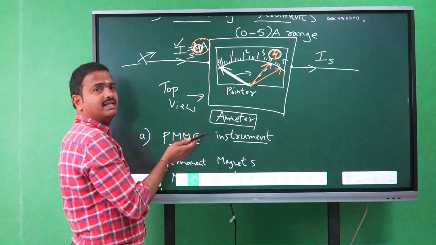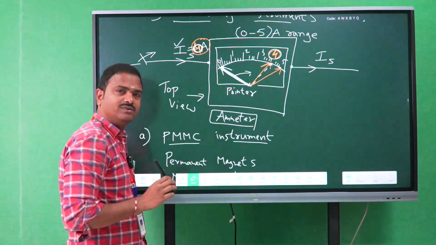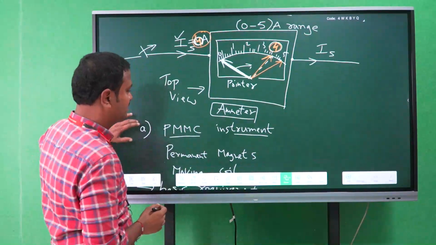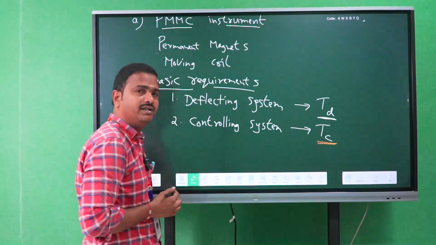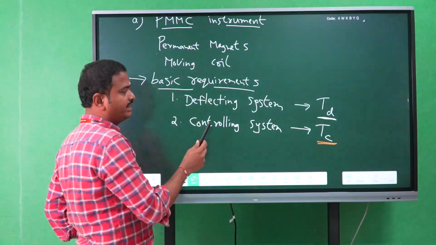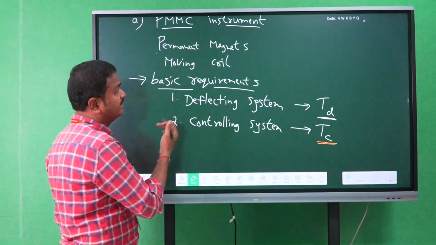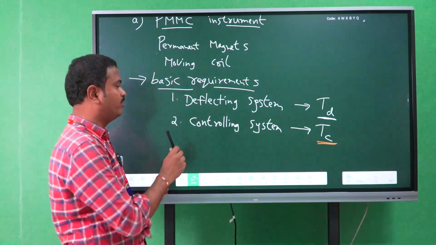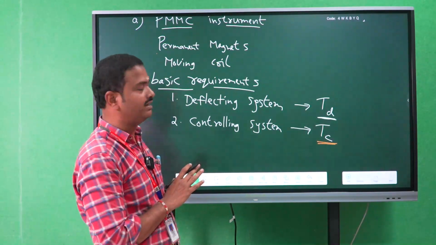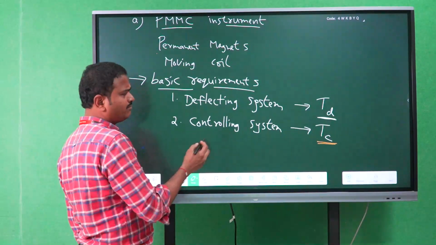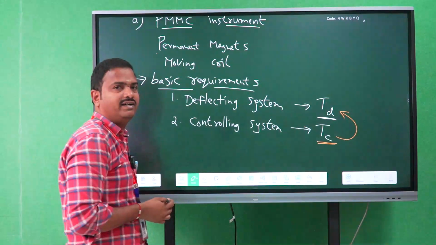Whenever deflecting torque is developed and exerted on the pointer, it starts moving, but it should stop at the accurate value, right? For that we need a controlling system. This controlling system produces controlling torque, which limits the pointer at its final state. That means it stops the pointer at the final state, here in the example 4 amperes, not more than that, not less than that. This controlling system is nothing but an opposite force to the deflecting force.